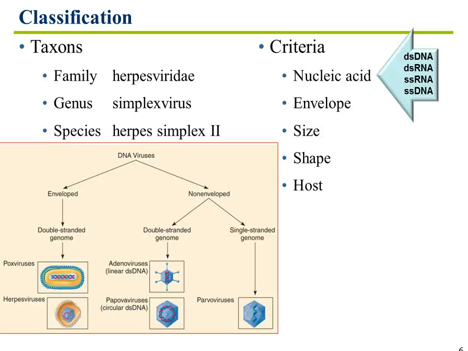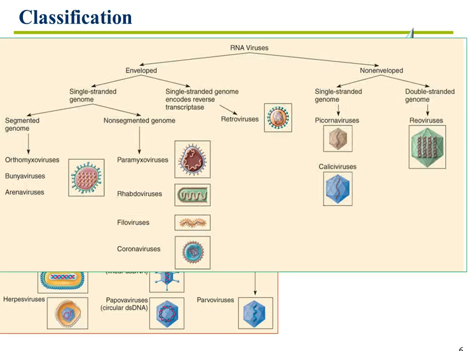They're categorized based on five major criteria: the type of nucleic acid, double-stranded, single-stranded, RNA, DNA, whether it has an envelope or not, size, shape, and what kind of host. So here you're looking at a breakdown of DNA viruses based on some criteria. And here is a classification key for RNA viruses.